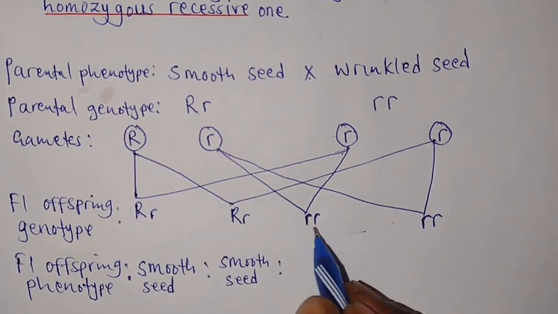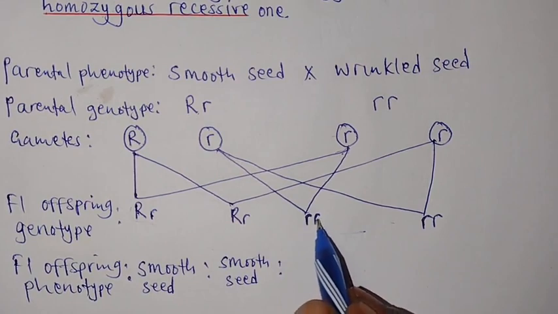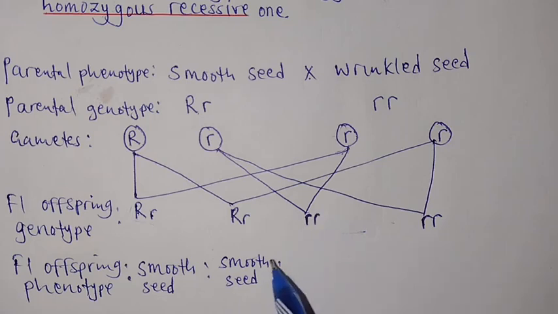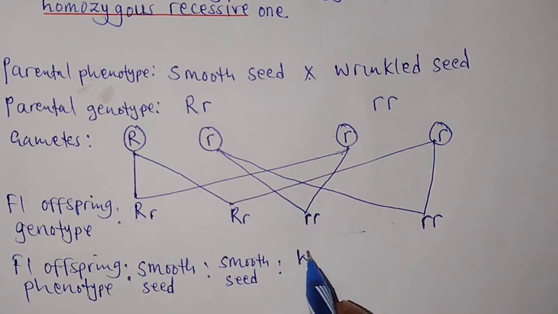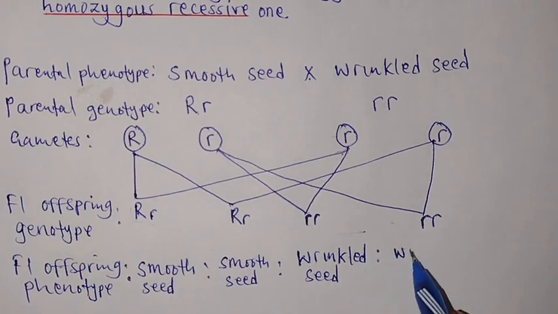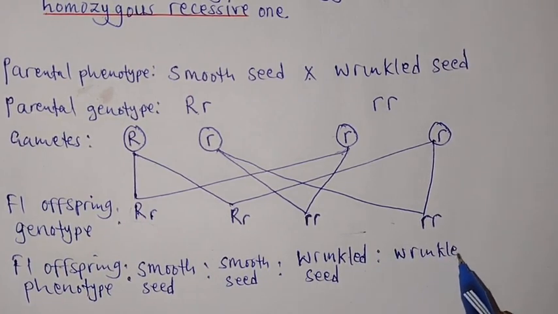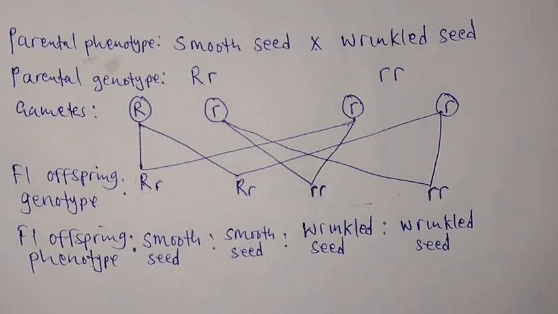Then we come to this one. This one is homozygous recessive. Since it is recessive and the smooth seed is dominant, this one is wrinkled seed. Again, this one is also wrinkled seed. So this is our answer. This is the answer that they wanted you to come up with.